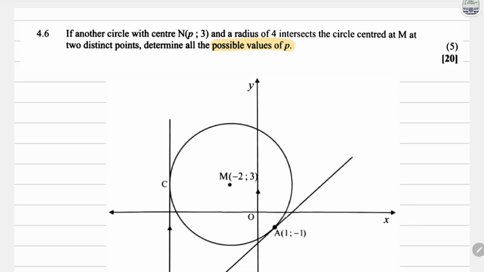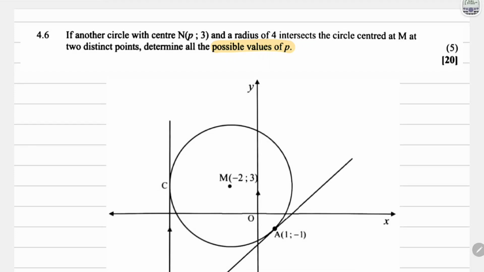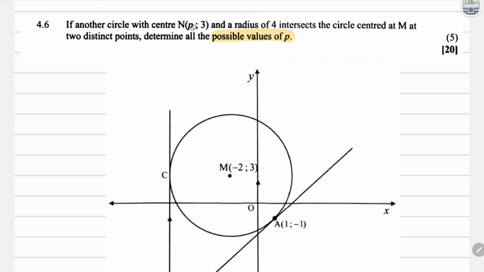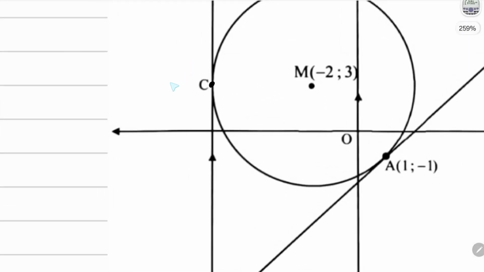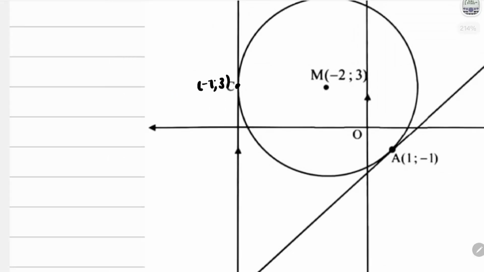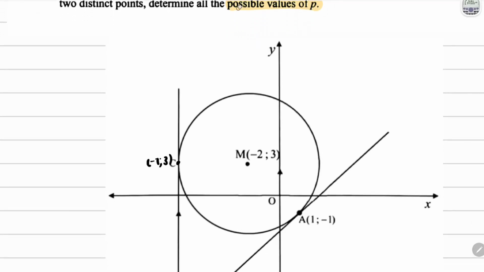And what they're saying is, if we have another circle, I don't know what that circle looks like, but its center is N, which is (P, 3). That is actually a very interesting point, because we know that we have points here with 3. Even C had a 3. C's point was (-7, 3), right? So it has a y value of 3. So if that circle's center has a y value of 3, then it means the center is horizontally in line with this circle center as well.